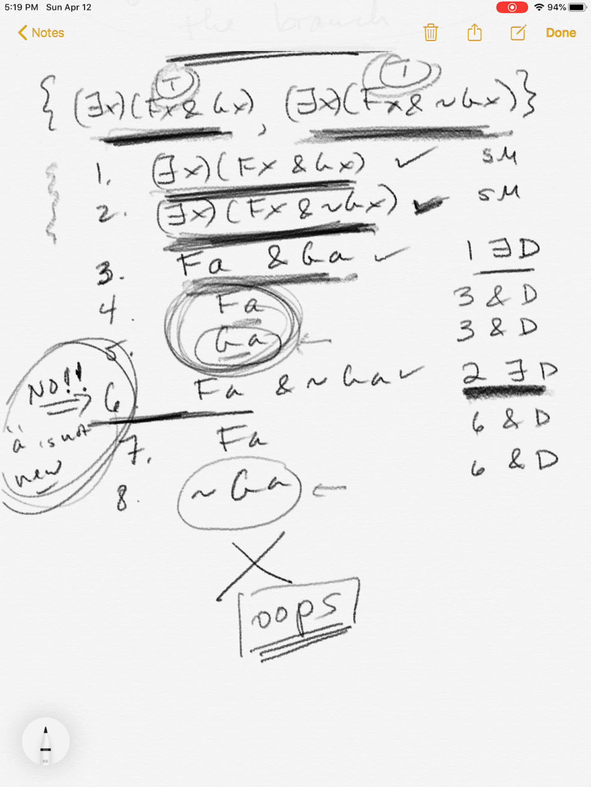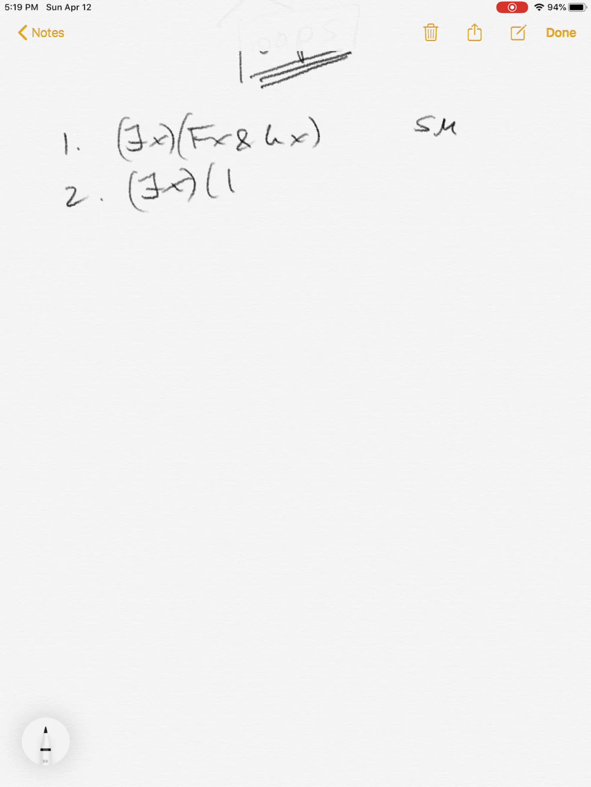So let's take a look at what this tree is going to look like if I did it properly. I'm going to redo the tree. So now on line 1, there's something that's F and G. And on line 2, there's something that's F and not G. Those are my set members. On line 3, I'm going to decompose line number 1. There's something that's F and G. I'm going to call it A. Because what I'm doing is seeing whether I can construct an interpretation that makes these two true.